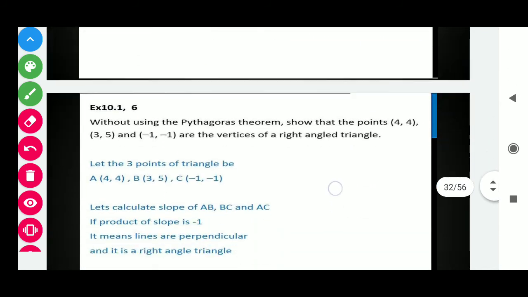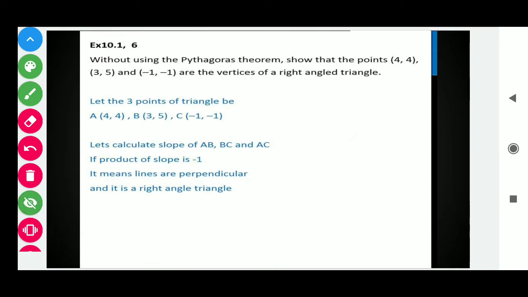Here we have the next question, question number 6. Without using the Pythagoras theorem, show that the points are the vertices of a right angle triangle. Students, here we are restricted not to use the Pythagoras theorem. The result of the Pythagoras theorem is that the square of the hypotenuse is equal to the square of the perpendicular plus the square of the base. We can't use this result in this question. So, show that the points are the vertices of a right angle triangle. Right angle triangles are those triangles which make a 90-degree angle at one vertex.